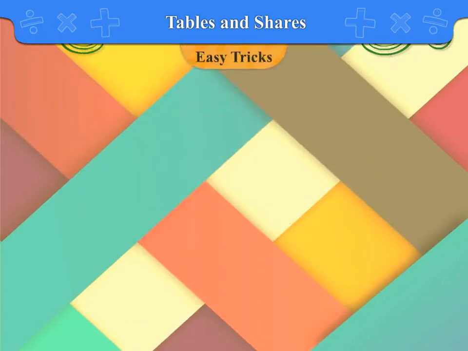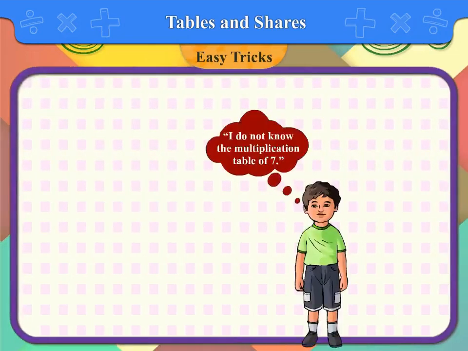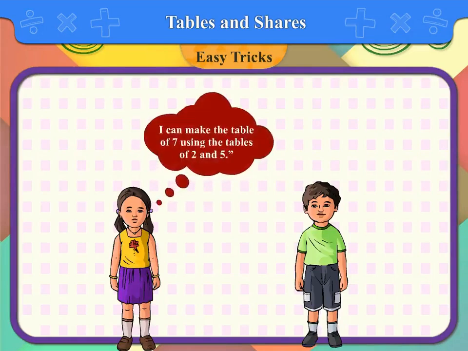Easy tricks. Bunty says, "I don't know the multiplication table of 7." Guddu says, "I know the tables till 5, but there is an easy trick. I can make the table of 7 using the tables of 2 and 5."